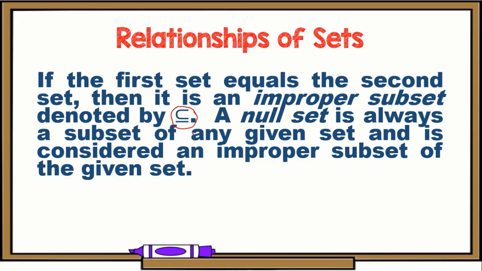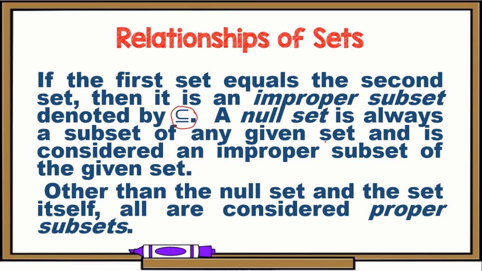And also, another type of improper subset is a null set. A null set is always a subset of any given set, and it is considered an improper subset of the given set. So, for any given set, there are always two improper subsets. One is the set itself, and the other is the null set. Okay? So, other than the null set and the set itself, all are considered proper subsets.